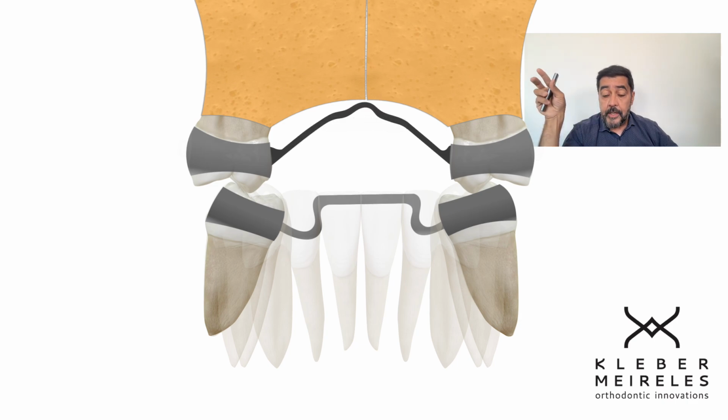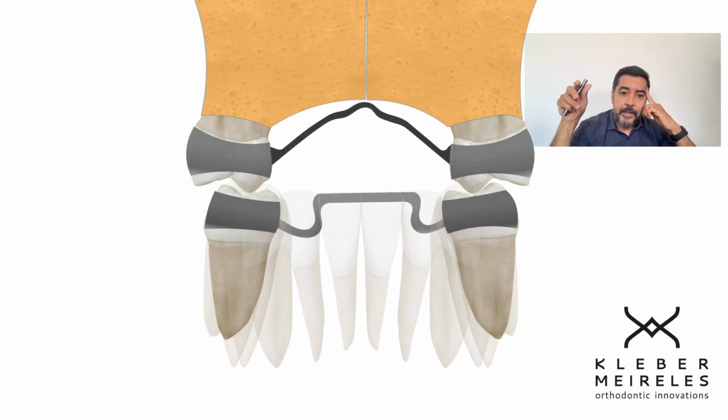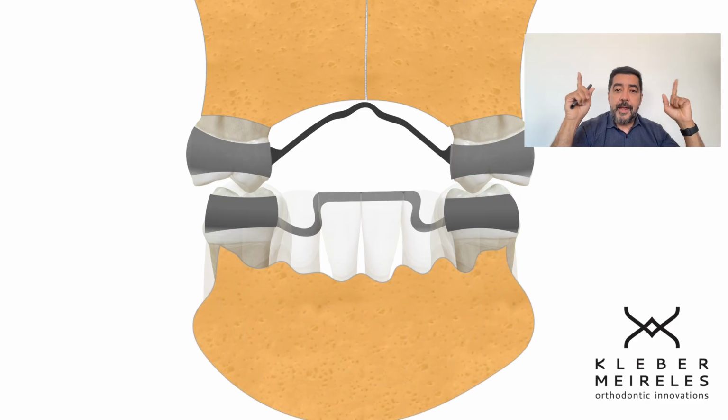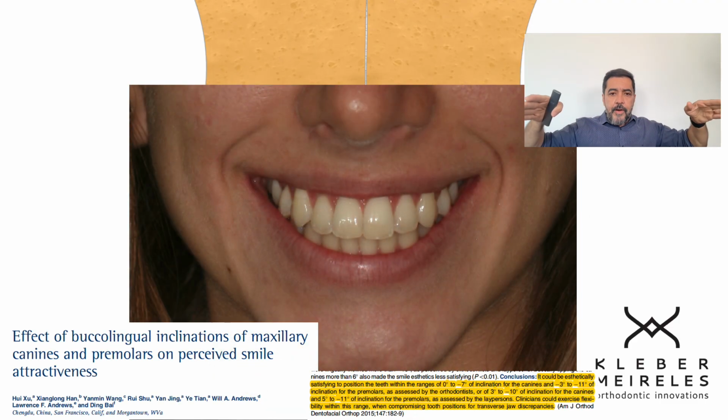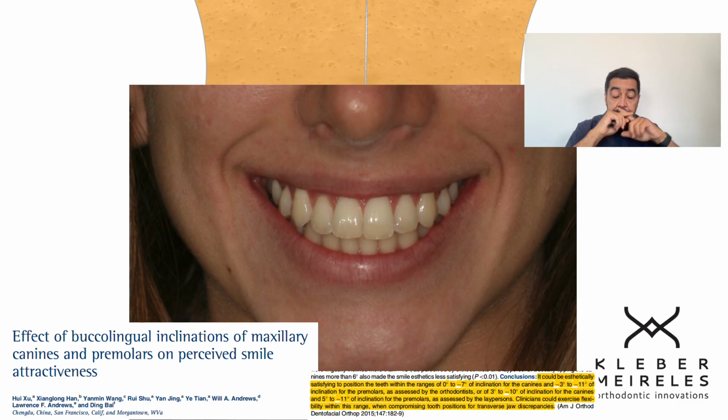So now I need to expand the lower arch, and this expansion may end up generating two problems. One, you can see here, is the fenestration of the buccal cortical plate. Oh, wow, very bad, huh? I didn't think about it. Yes, you should, because this is a very bad thing to do. And there is another problem. Let's say you generated inclination of the upper teeth. We are going to end up with a buccal inclination of the upper posterior teeth, which is very bad for the smile. The perceived smile in cases like this is unattractive.